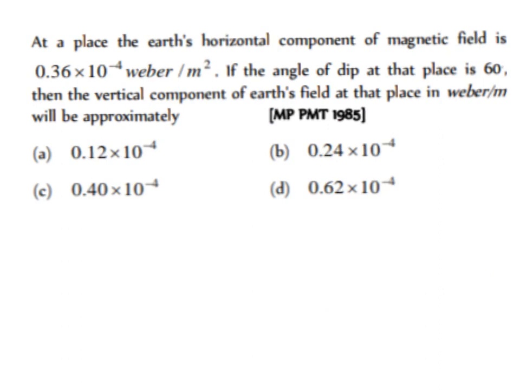Next problem says that at a place where the Earth's horizontal component of the magnetic field is 0.36 into 10 to the power of minus 4 Weber per meter square, if the angle of dip is 60 degree, then the vertical component of the magnetic field at this place in Weber per meter square will be approximately, correct? As you know, the horizontal component of the Earth's magnetic field BH equals B times cos phi, and the vertical component equals B into sine phi. Clear? So that's the reason why BV divided by BH must be tan phi.